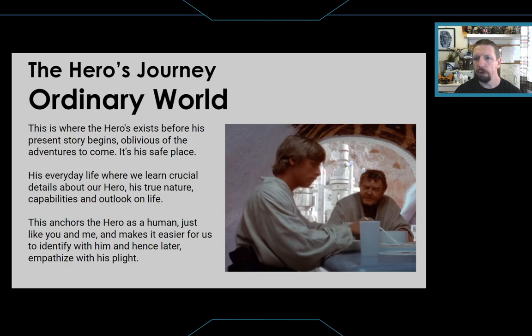So this is where the hero exists before his present story begins, oblivious of the adventures to come. It's his safe place. So it's where we find our hero. It's that very first part, or the opening scene, establishing where our hero is existing at the moment. His everyday life, where we learn crucial details about our hero, his true nature, capabilities and outlook on life. This anchors the hero as a human, just like you and me, and makes it easier for us to identify with him and hence later empathise with his plight.